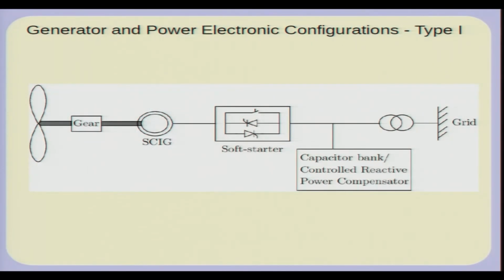So, if you go to the next slide, we will see some of the typical configurations which we have. One of the ways you can connect a wind turbine to the grid is directly, using a squirrel cage induction generator, which is connected via a gear to the turbine. This kind of wind turbine is called a type 1 turbine, and it does not afford any kind of control. So, your speed is practically determined by the torque speed characteristic of the squirrel cage induction generator.